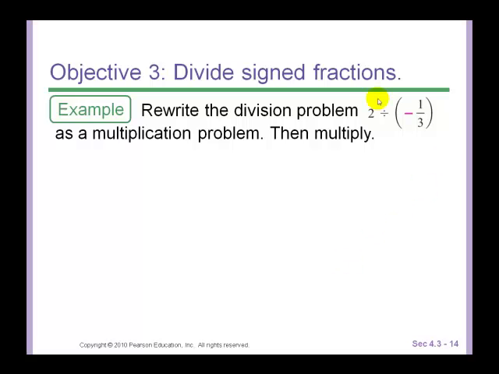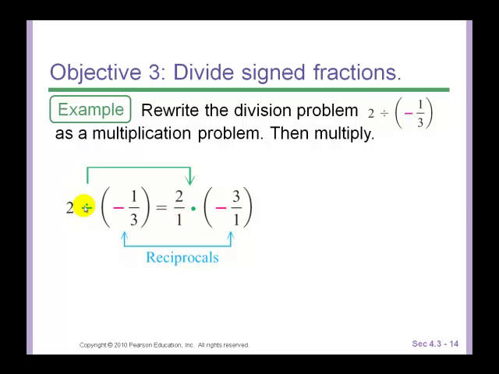2 divided by negative 1/3. Think of 2 as 2 over 1. The division turns into a multiplication, and we take the reciprocal, which is negative 3 over 1. We have a positive times a negative, so our answer will be negative, and we have 2 times 3 over 1 times 1. Nothing cancels, and we simply get negative 6 over 1, which is the same as negative 6.